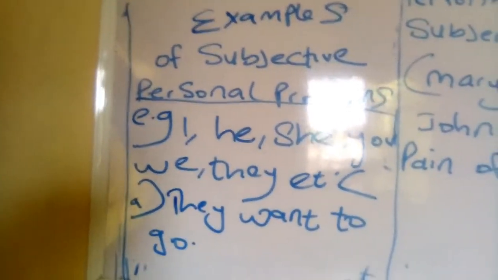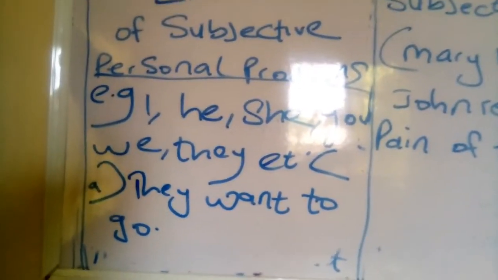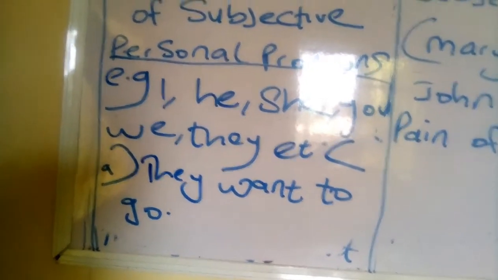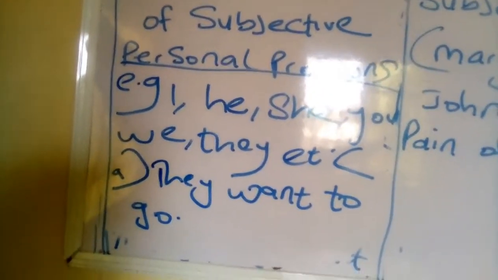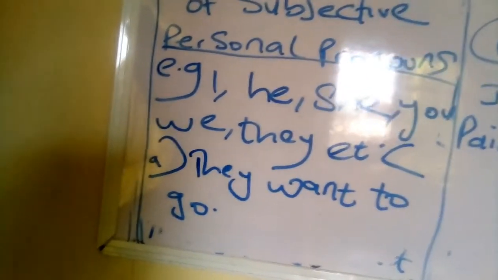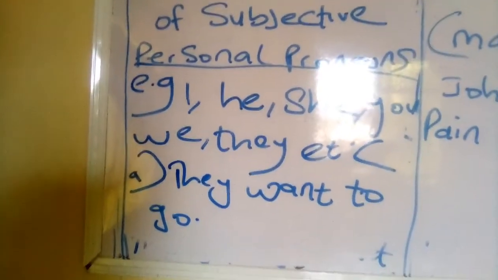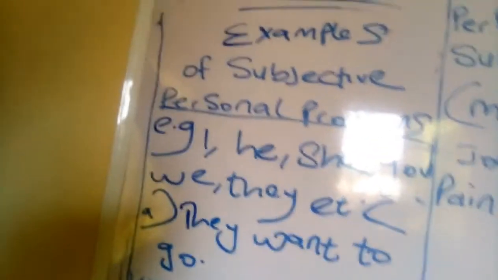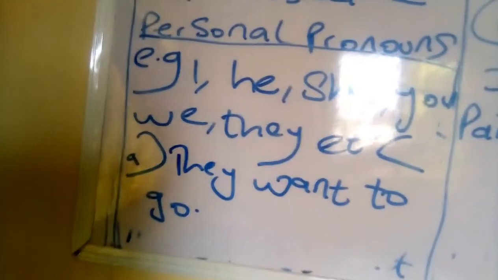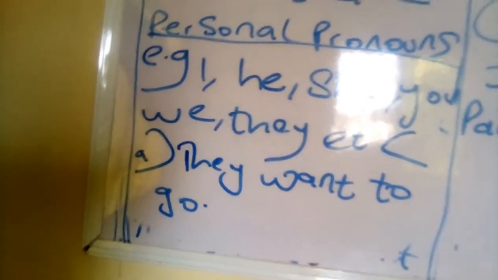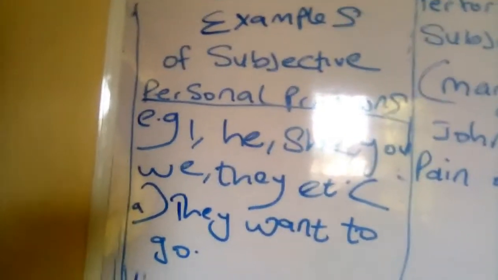As I was saying, let me underline this so that you understand. As you are seeing this, examples of subjective personal pronoun: I, he, she, you, we, they. These are pronouns that could be used as a subject, could be the performer of the action. They want to go. They is the subject. So they is a personal pronoun representing a group of people. Maybe I would have said Mary, John, and Maka want to go. Instead, I just write they want to go.